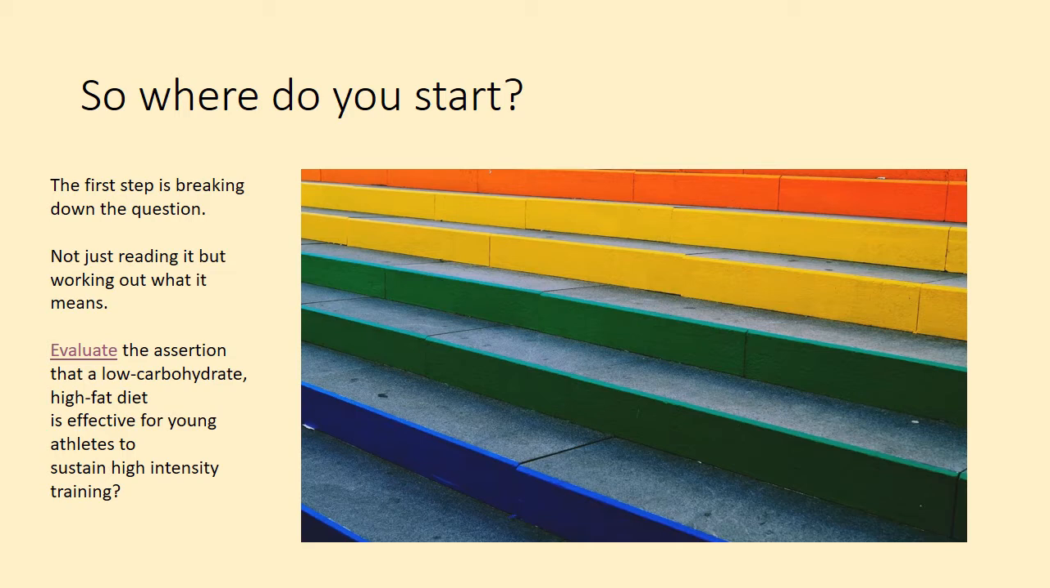Well, the first stage in this effective process is to break down the question. Now, by that, I don't mean you read it 4 or 5 times and then rush off and grab those resources. I mean really breaking down the question. So if you have a look here on this slide, I've written out a question here. Evaluate the assertion that a low carbohydrate, high fat diet is effective for young athletes to sustain high intensity training. So there's a question. It's quite similar to ones we've probably seen before.